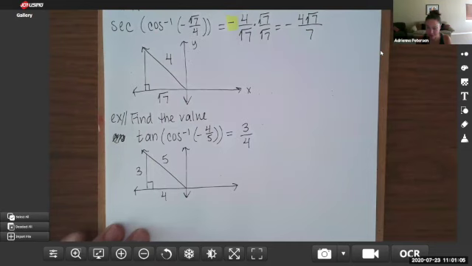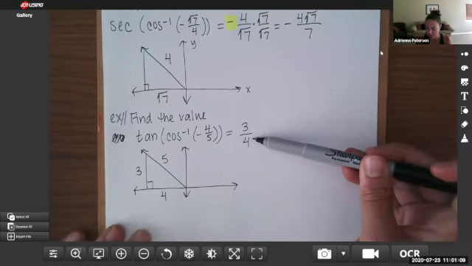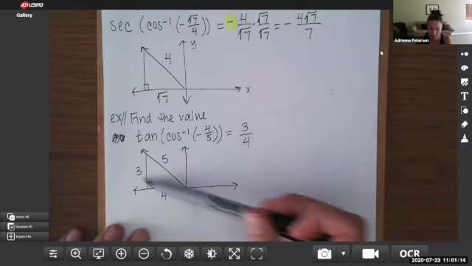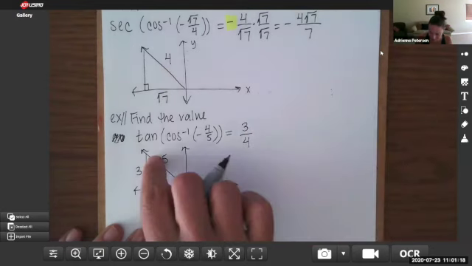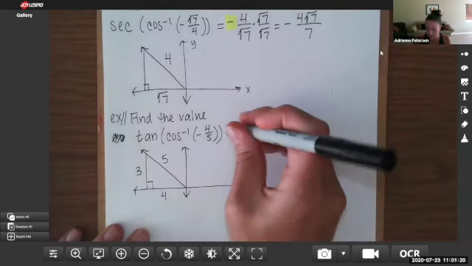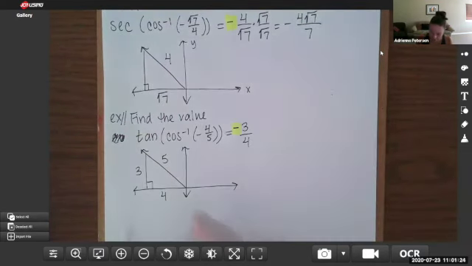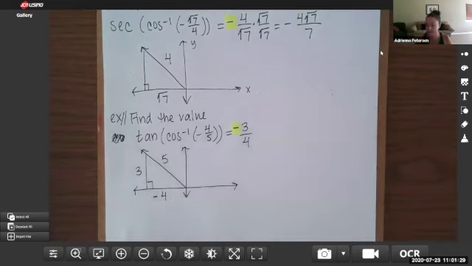Three things we should ask ourselves: can we reduce this? No. Do we need to rationalize? No. Should my final answer be positive or negative? So we're finding tangent of something that's in the second quadrant. Tangent in the second quadrant, all students. So that's an S, so this should be negative. The other way, of course, to figure out positive or negative is to track through these sides based on the X and the Y coordinates.